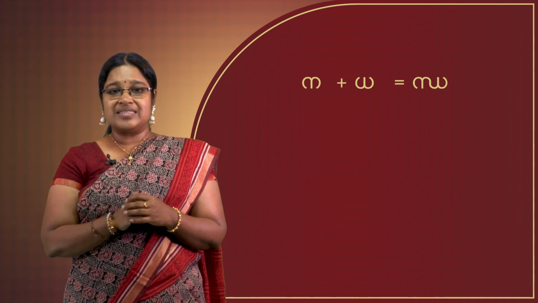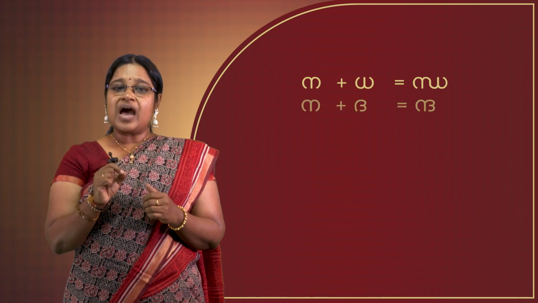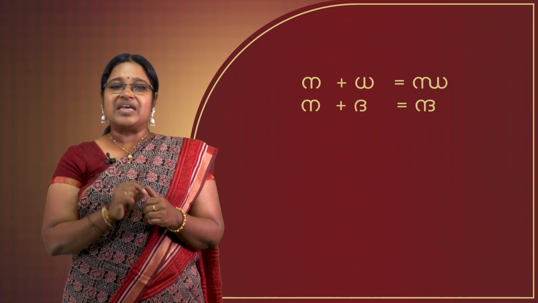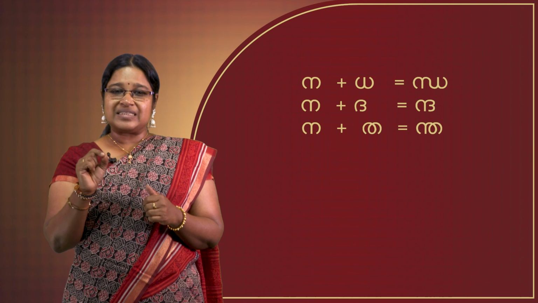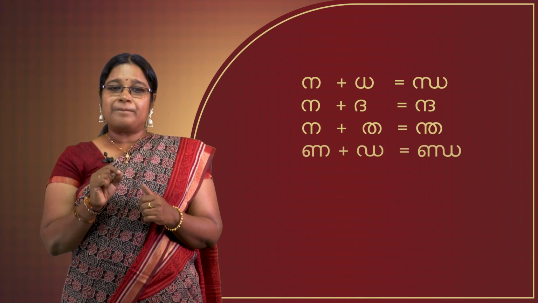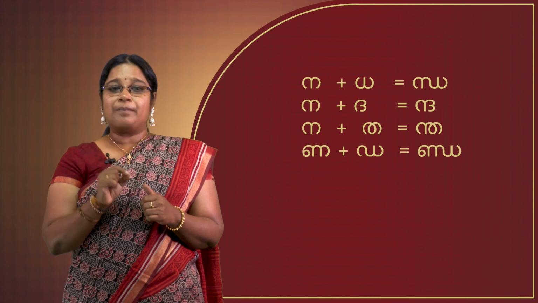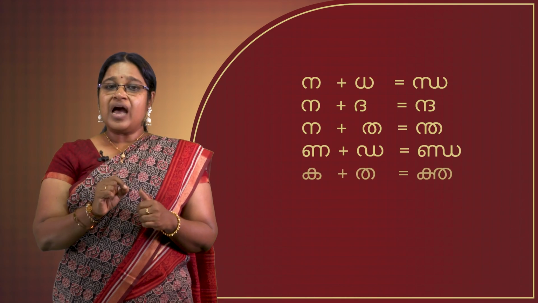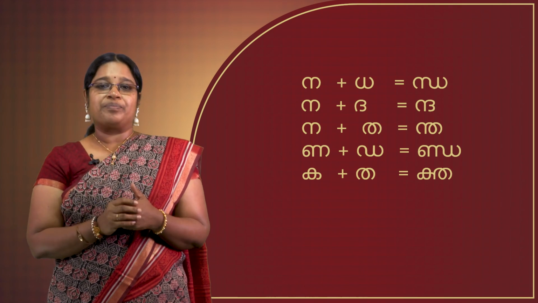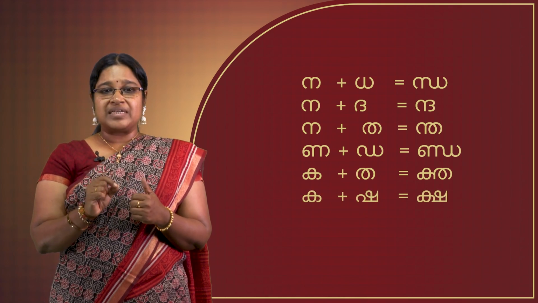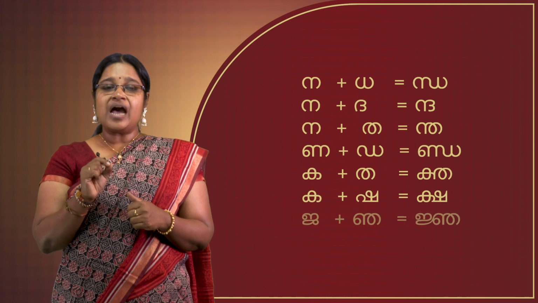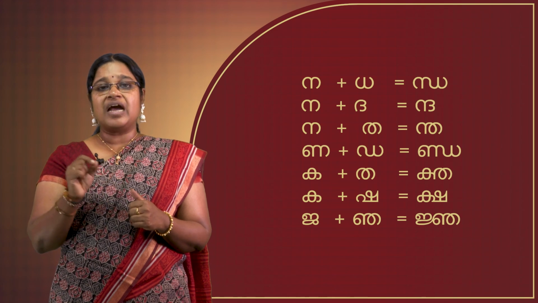Examples are na plus dha, ndha. Gandhi is the example word. Next, na plus da, nda. Chandanam. Na plus ta, nta. Chanda. Na plus dha, ndha. Pandavar. Ka plus ta, kta. Rektam. Ka plus sha, ksha. Pakshi. Ja plus nya, jnya. Jnanam.